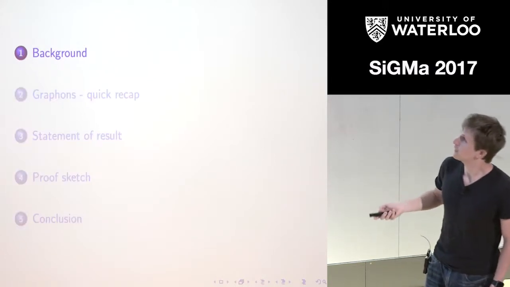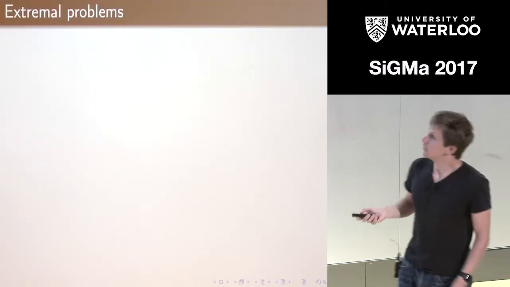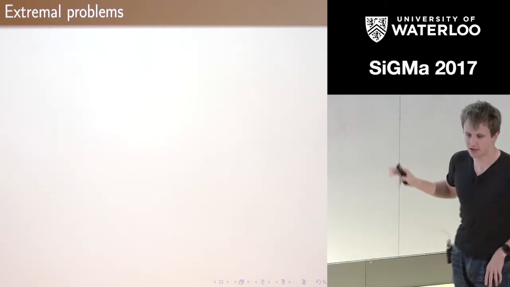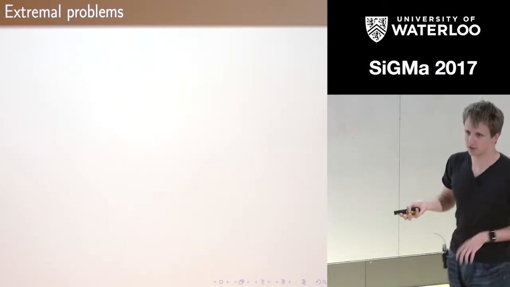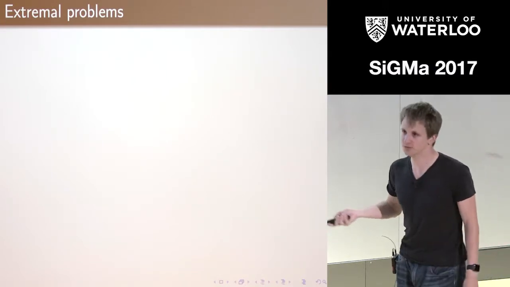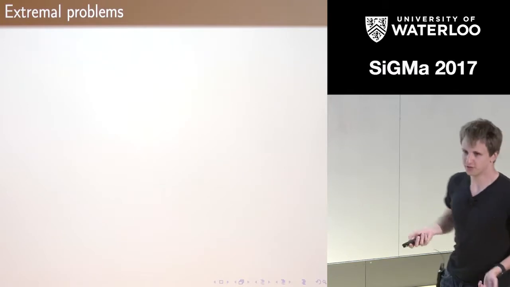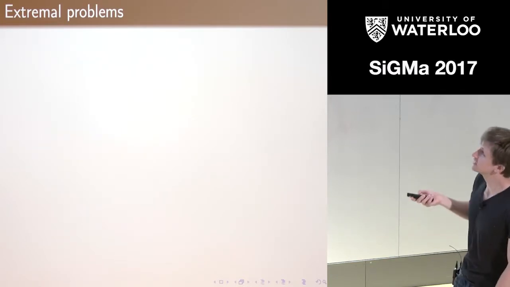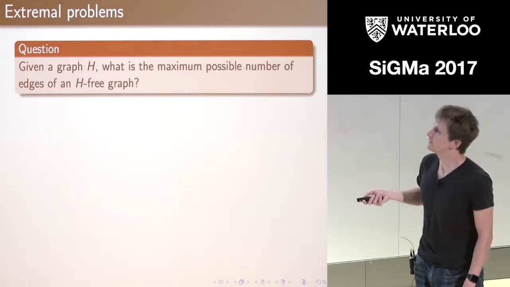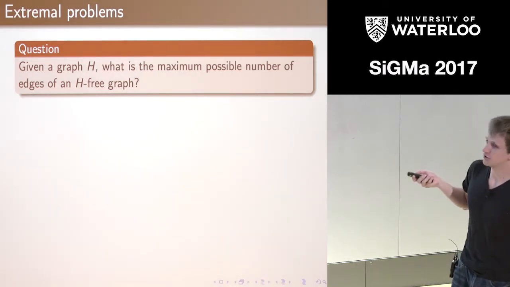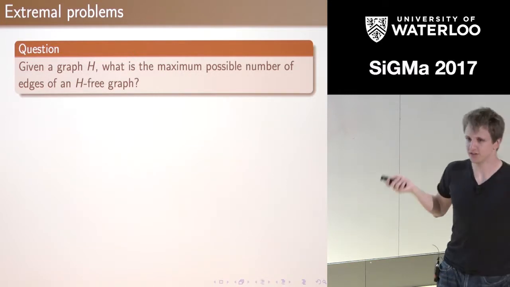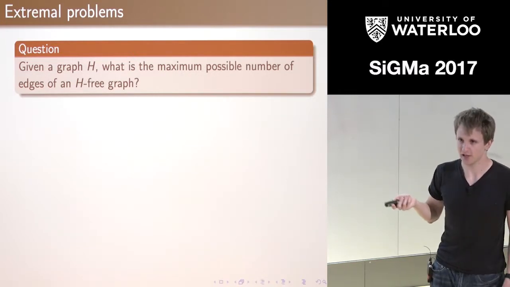conclusion. So I'll start first with some problems without mentioning graphons, because these are classical extremal graph theory problems that were studied before the whole theory of graph limits. So the first question that I'll review is, given a graph H, suppose we have a graph that doesn't have any copies of H, how many edges can this graph have?